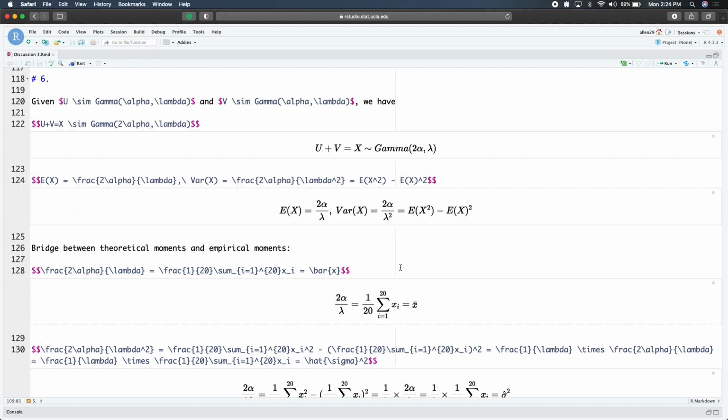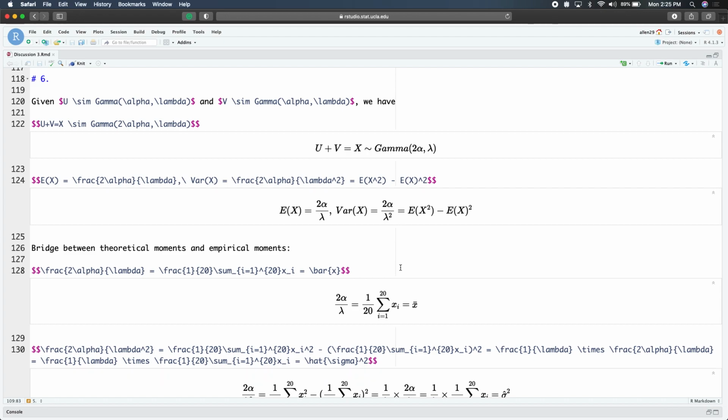Okay, then for question 6. Similar to one electronic device, there are two components, each of them known to follow a gamma distribution with alpha and lambda. We are asked to use the method of moments to find the parameters alpha and lambda. One thing to note is that the observed data is the lifetime of the entire device, which is the sum of the two random variables, but alpha and lambda refer to the parameters of the individual components.